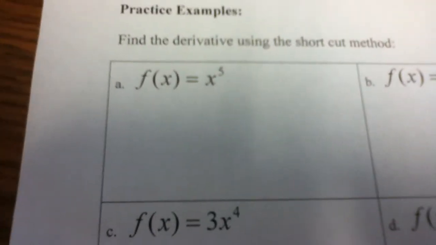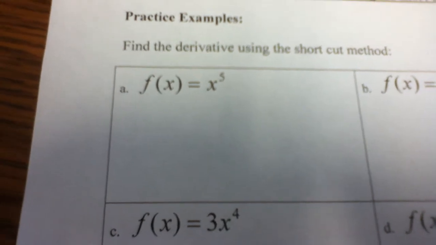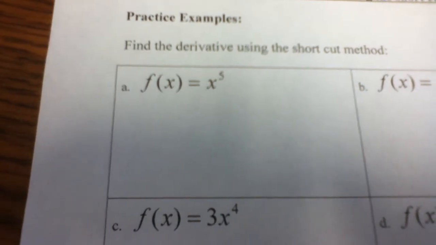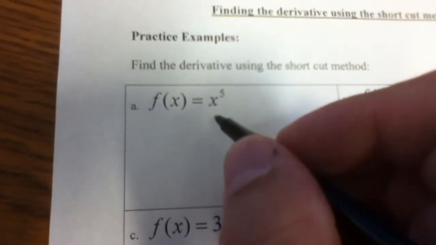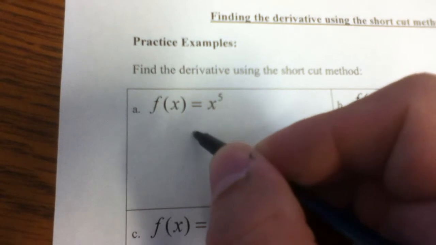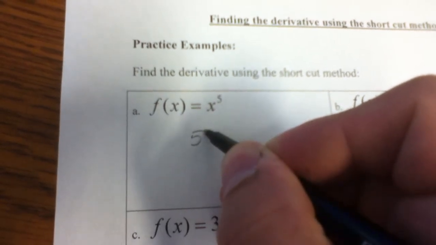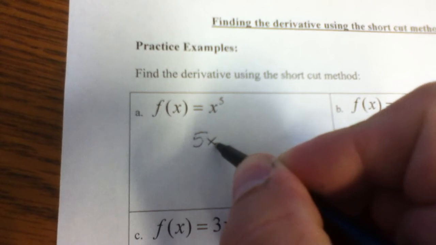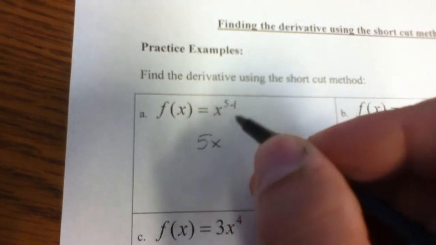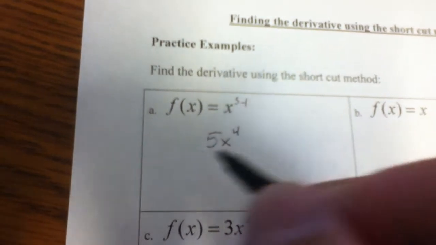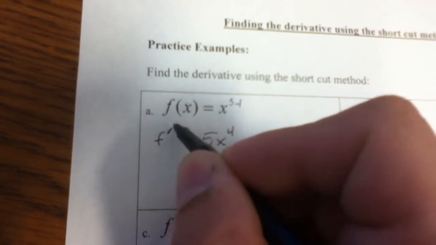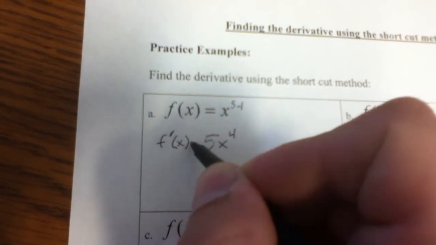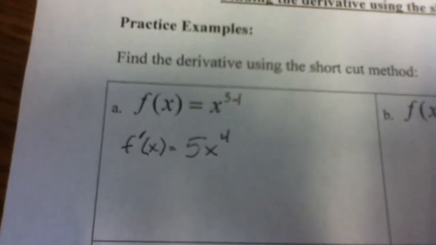And here's the how-to. So our first example, our function is x to the fifth. So here's how the shortcut works. Again, we'll explain why it works later on. For every derivative, the exponent is going to move to the front, the variable stays, and we always subtract 1, so we get 4. To show that this is the derivative, we put f prime. So the derivative is 5x to the 4.